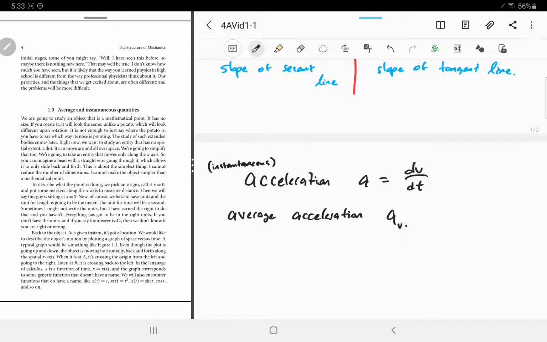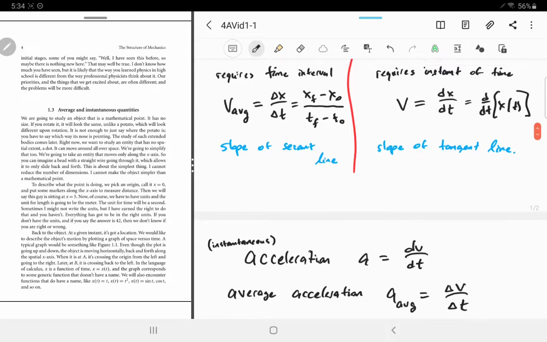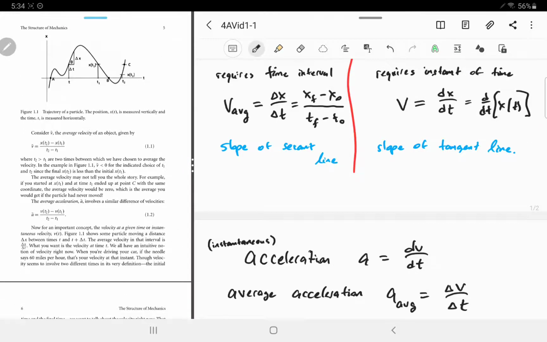Average acceleration, which is defined over a time interval. So this would be delta V over delta T. Okay, so we have two new definitions of acceleration that we can guess from the definitions of velocity.